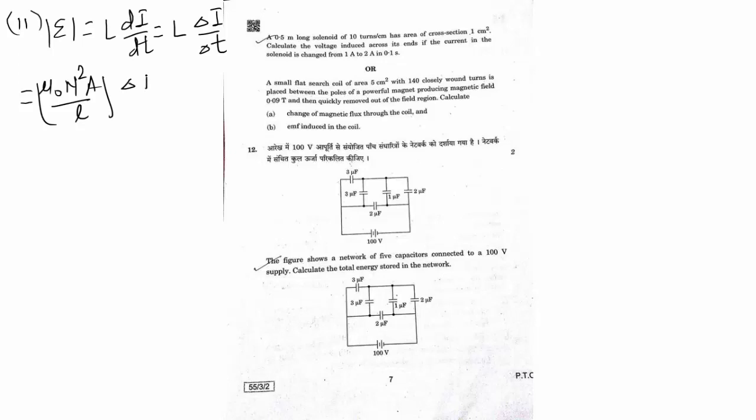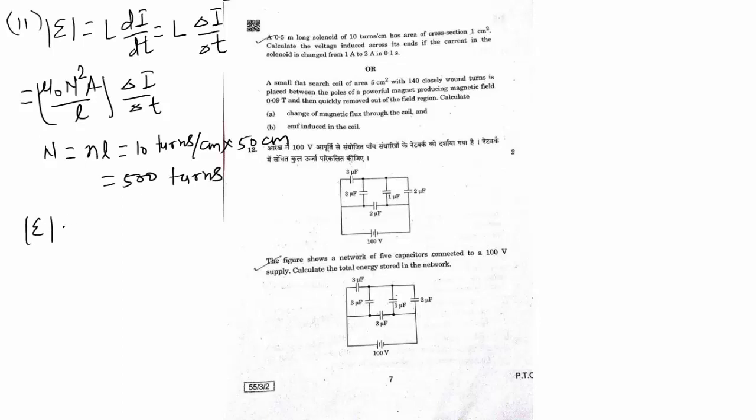Question number 11. We have to calculate the voltage induced across a solenoid, which is given by L di by dt, which can be written as L delta I by delta t, where L is the self-inductance of the solenoid, which is equal to mu naught n square A upon L into delta I by delta t, where n is the number of turns, which is equal to number of turns per unit length, small n, into length L. Here it is 10 turns per centimeter into length 0.5 meter, that is 50 centimeter. So this is equal to 500 turns.